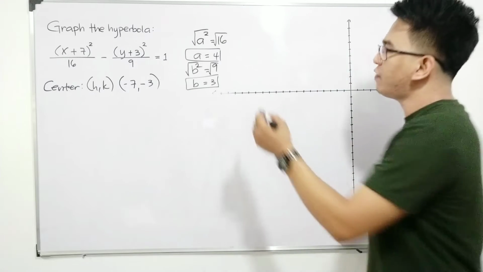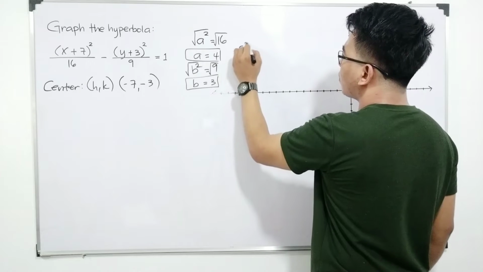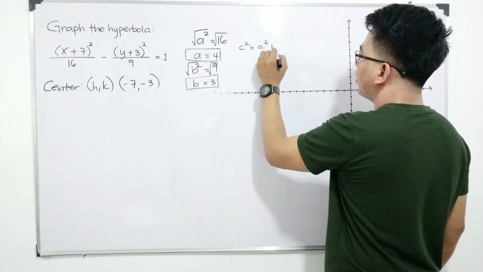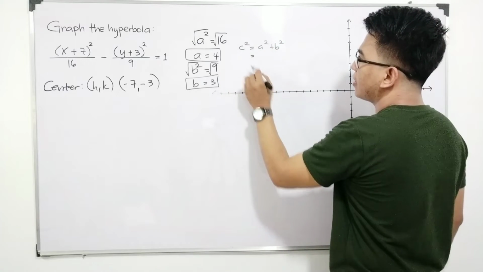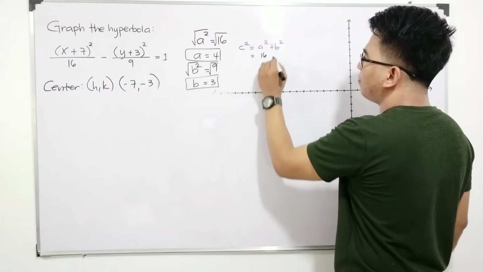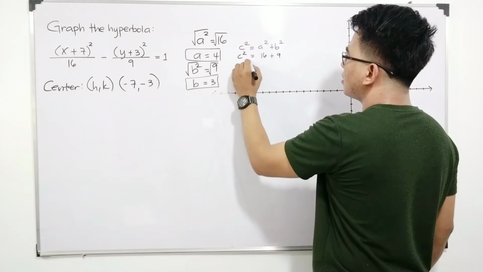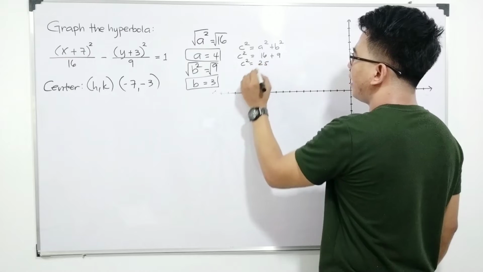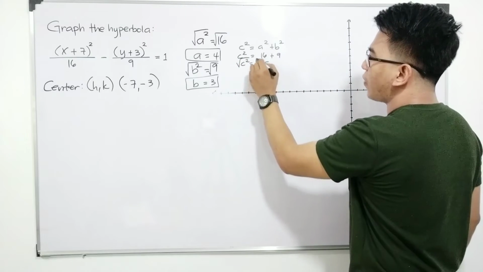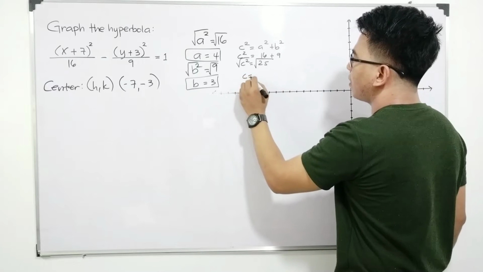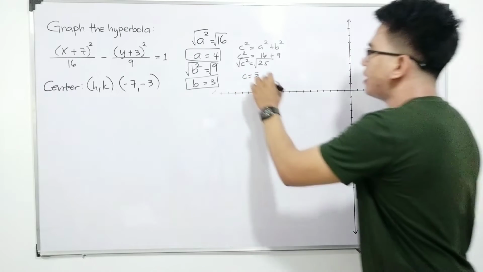And lastly, we need to find the value of your c, in which you can use the formula c squared is equal to a squared plus b squared, wherein your a squared is 16, while your b squared is equal to 9. And simplifying this, your c squared is equal to 25. To get the value of c, simply get the square root of c squared. Your c is equal to 5. Ito yung c natin.